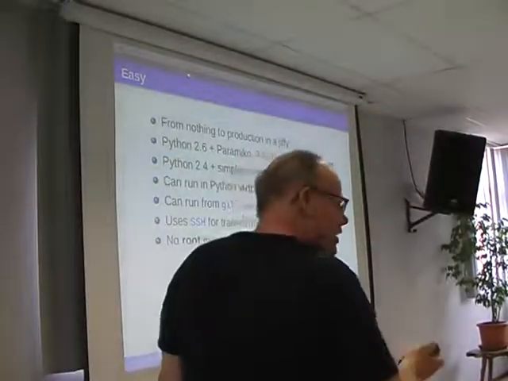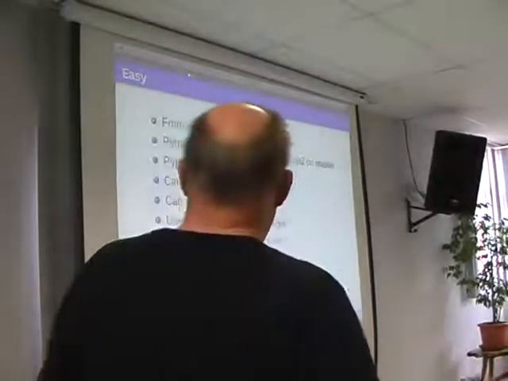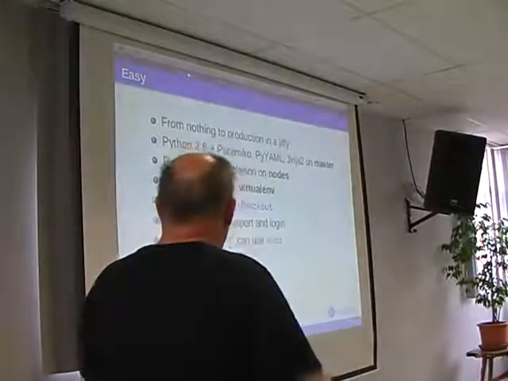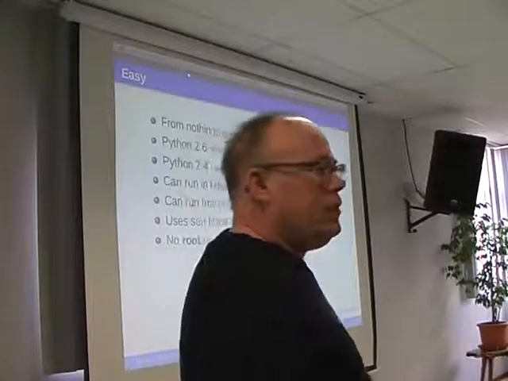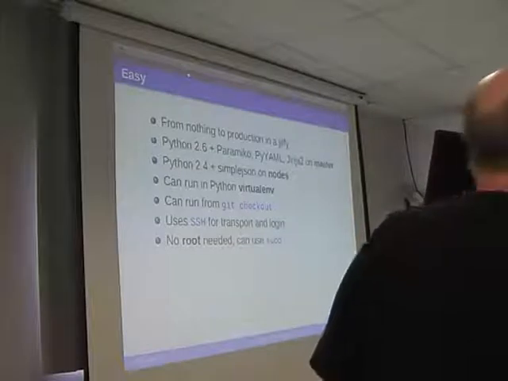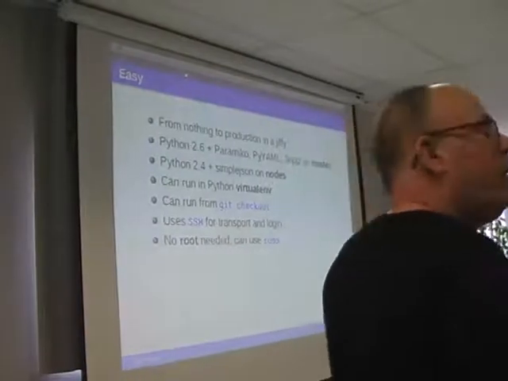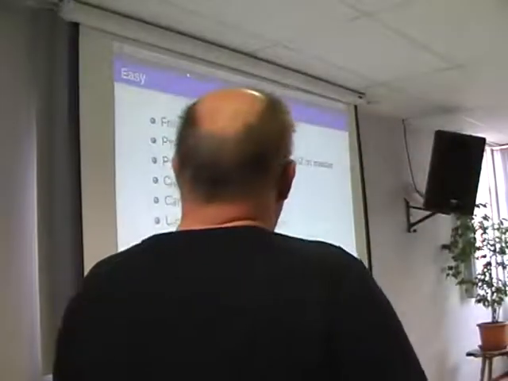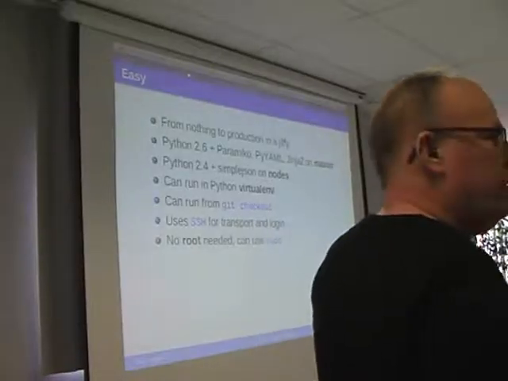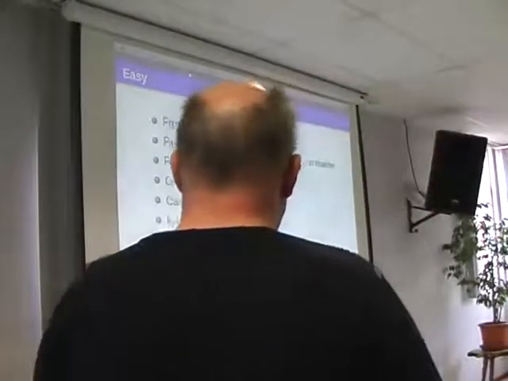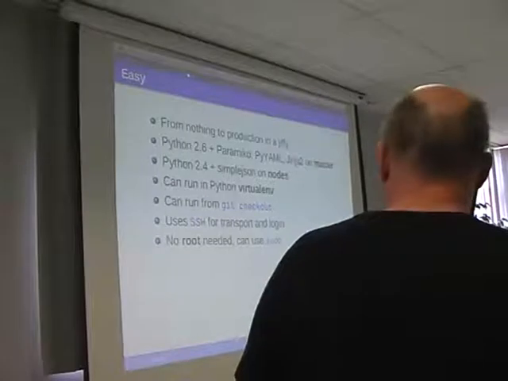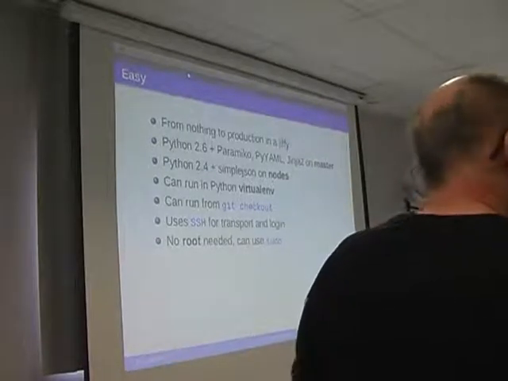You can run it from Git checkout. The Git repository is on GitHub, the complete Ansible source code. And Ansible uses plain SSH for the transport and the login into the servers under control of Ansible. You do not need root on the other side. Well, of course, as John Pete mentioned, for some tasks to be performed, you need root access, create a user, install a package, things like that. But you can use sudo to accomplish these tasks. But to log in into the other servers, you do not need root.